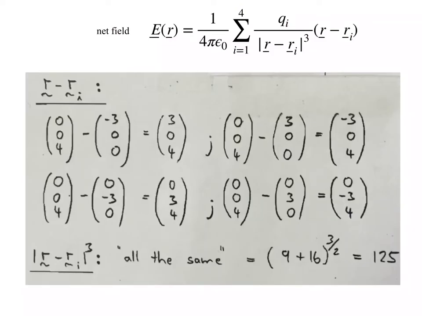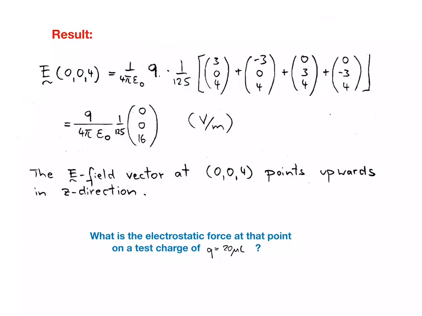As before, first the vectors r minus ri are calculated. 4 different vectors are obtained. All 4 vectors have the same magnitude, and the term magnitude of r minus ri to the power of 3 is equal to 125. Applying the principle of linear superposition and substituting gives the result that is shown here. The electric field vector at the coordinates 0, 0, 4 points upwards in the z direction, as expected.